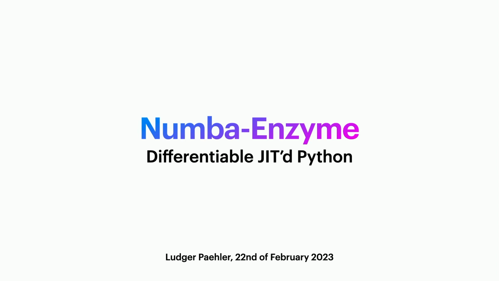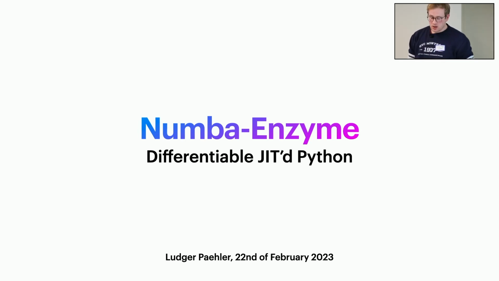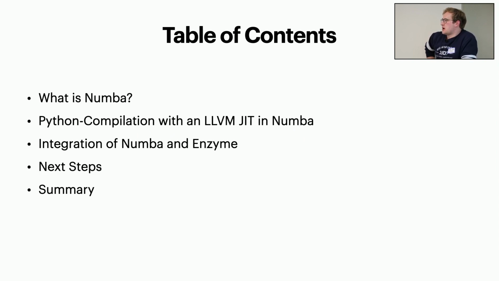I'm speaking about Numba Enzyme, which is basically the work towards having Enzyme be able to differentiate most of Numba, mostly on the CPU side right now. So for everyone, I'll first speak about what actually is Numba for someone who hasn't seen it before. What does a compilation process for something like typical Python code look like with Numba and the different stages? Where does Enzyme integrate? What are the next steps? And I'll give a quick summary and open the floor for questions.